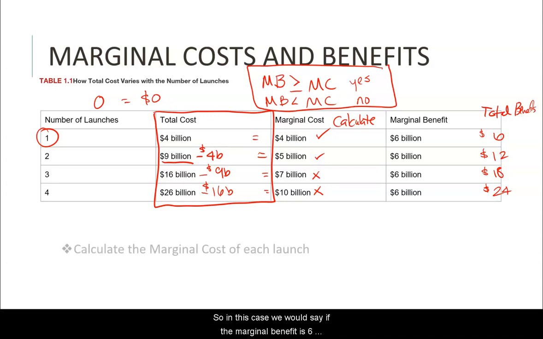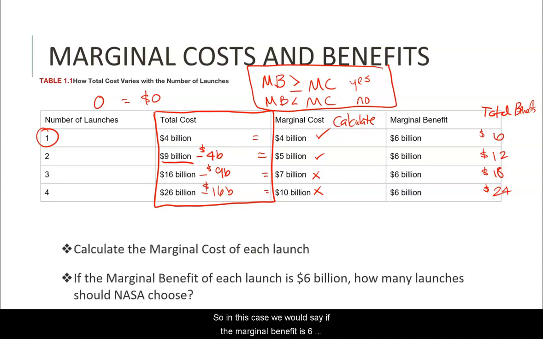So in this case, we would say if the marginal benefit is $6 billion, then NASA should choose 2 launches. 2 is going to be their best choice. And then they should just use that money. If they have 16 or 20 billion, they should use that money for something else.